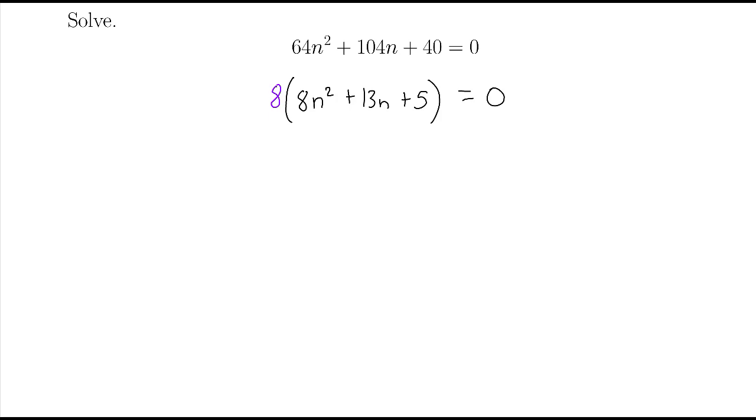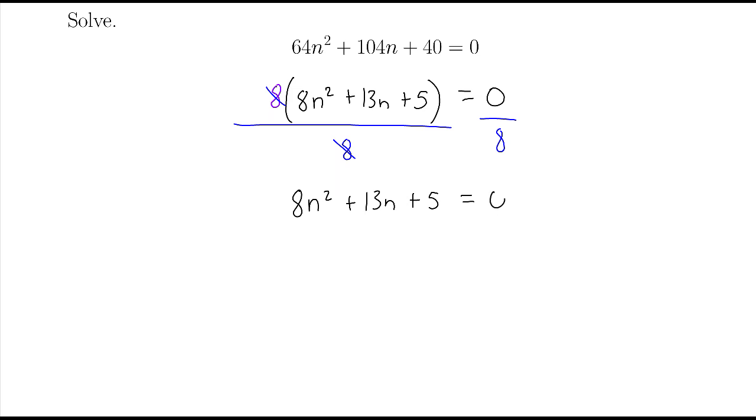Now, I see that I have something times something equals 0. The zero product property technically applies here, but it would be nonsense to say that 8 equals 0. So we actually will just ignore that for now. Another thing we could look at is if I wanted to just eliminate this useless factor altogether, I could go ahead and divide both sides by that factor. 8 divided by 8 will cancel out and leave me with 8n squared plus 13n plus 5. And that equals 0 divided by 8, which is 0.